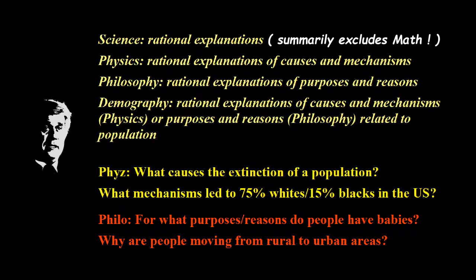Okay. Now, demography falls into one of these two categories because certain aspects of it are rational explanations of causes and mechanisms, and others are purposes and reasons related to population. Okay. So some aspects are physics, some aspects are philosophy. Here are two examples.